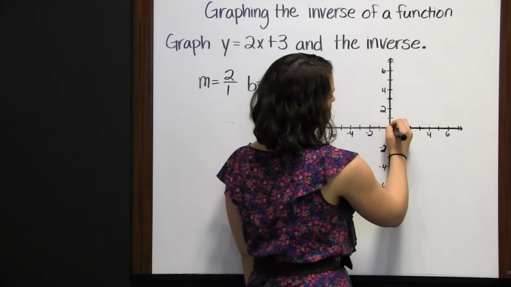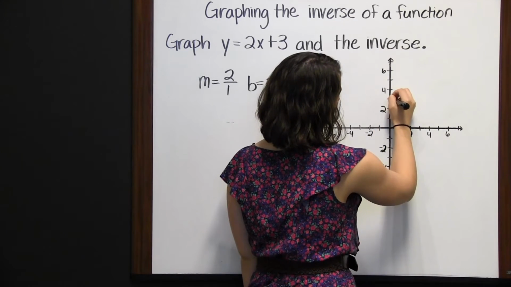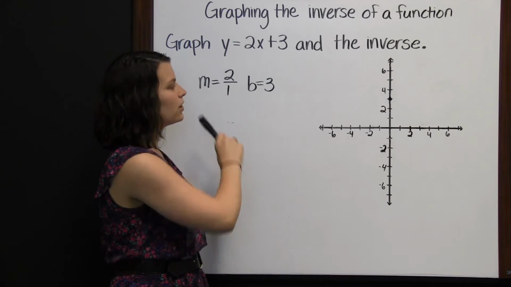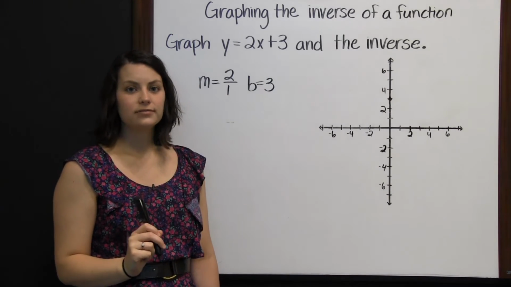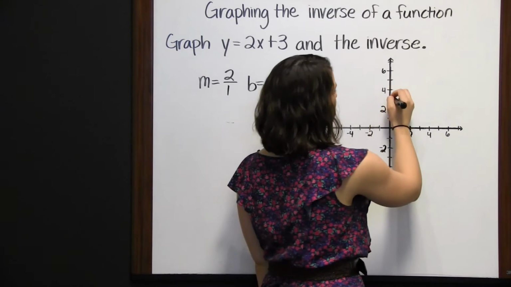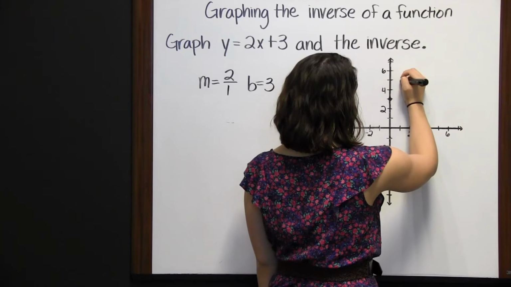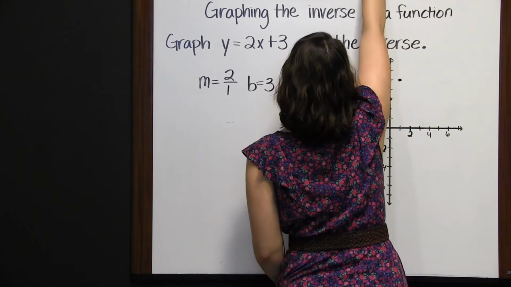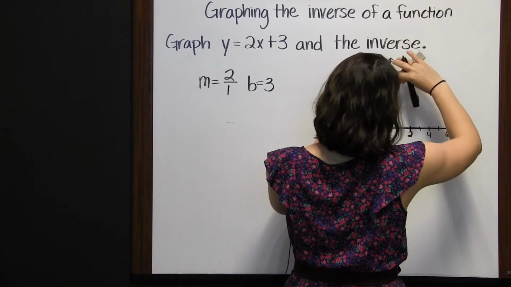So on our y-axis, we go up to 3, and there's the first point for our line. The slope is our rise and our run. So we need to rise 2 and run 1 from that point. Rise 2, run 1. Now we just need to connect those points with a line.